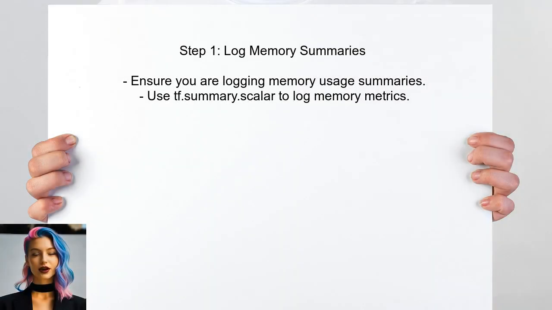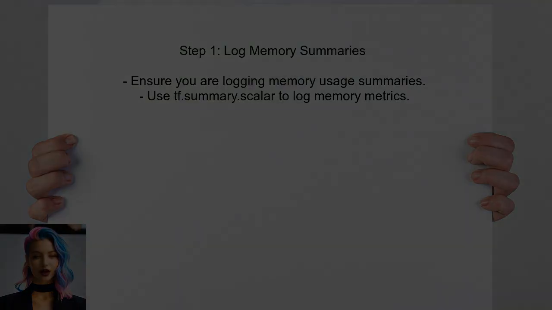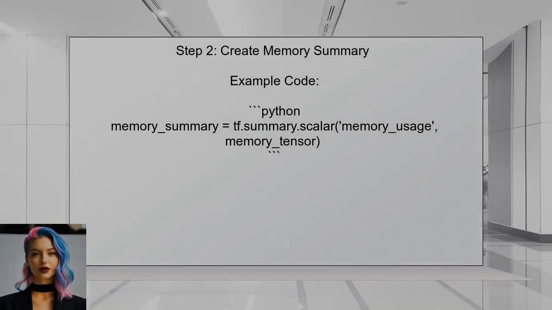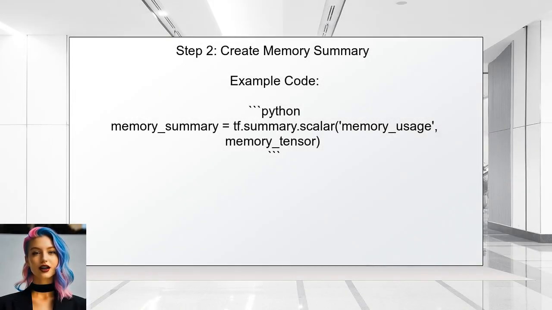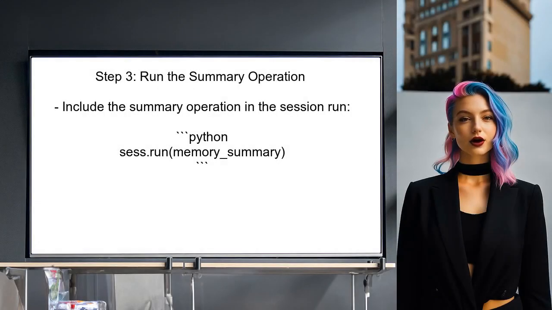To display per-node memory in TensorBoard, the user first needs to ensure that they are logging the appropriate summaries during their TensorFlow session. Next, the user should create a summary for memory usage. This can be done by adding a summary operation to their TensorFlow graph. After creating the summary, the user must ensure that they run the summary operation during their session. This is crucial for capturing the memory data.